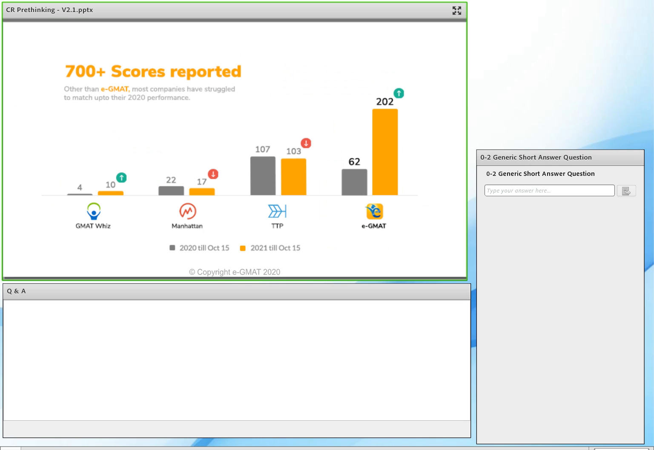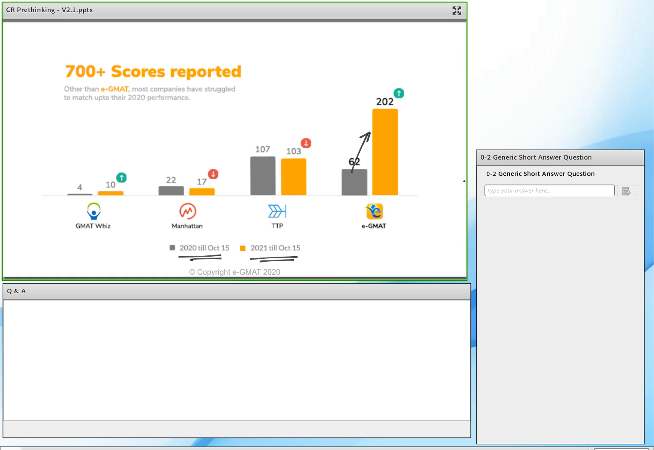So what I'm showing here is a chart of the number of 700 plus scores that have been reported till October 15 this year, and it compares the number that the same companies reported last year. One thing that you can really see is the relative numbers, but the other thing is the delta in numbers. For us, the number of scores has gone up by more than 3x this year. For most other companies, that number is actually fairly similar.